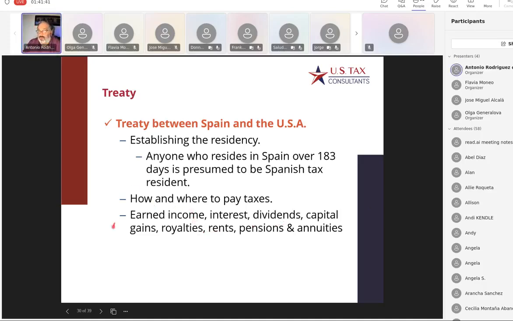Then basically the treaty also explains how and where to pay the taxes, from Article 4 to Article 24, more or less, which are the list of all the possible incomes that you might have. It tells you where you have to pay the taxes. To summarize all of them, basically you have to pay the taxes in the country where you live, the country where you are resident. Okay, and the treaty talks about earned income, interest, dividends, capital gains, royalties, rents, pensions, annuities, all types of incomes.